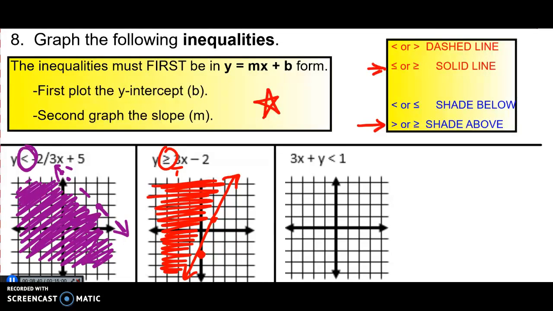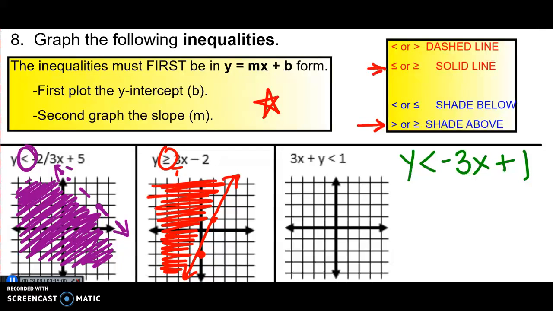All right, the third inequality is not in y equals mx plus b form, so we need to isolate that y. In order to isolate it, we need to move the 3x from the left side of the equation to the right side of the equation. We would do that by subtracting 3x on both sides. So we have y is less than, we subtracted the 3x, and then we had a +1. Now we can graph our lines.